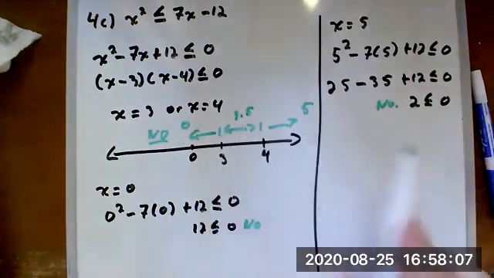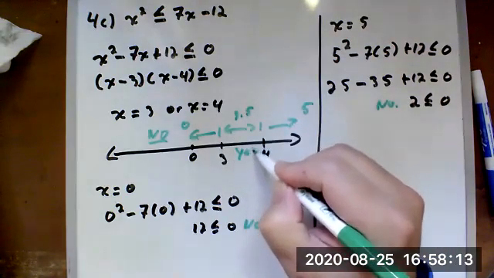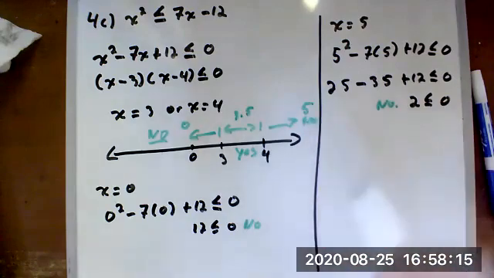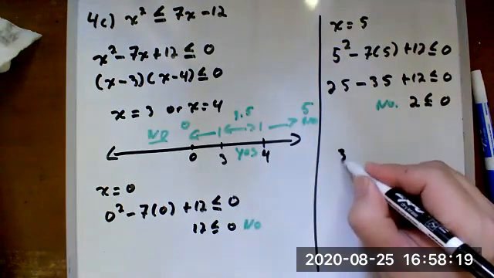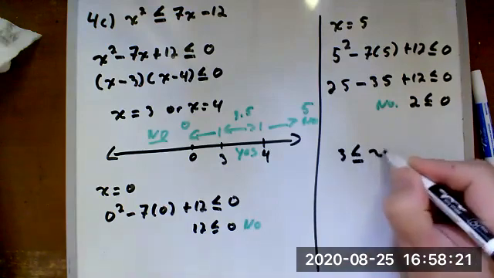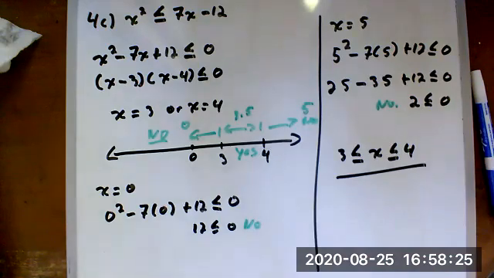Which means the area we're looking for, I don't even have to do the math, has to be the area right in the middle here. So again, we'll set up our answer. We're looking for x to be between 3 and 4.